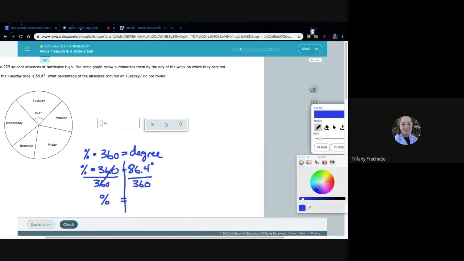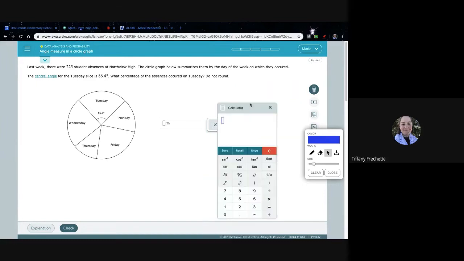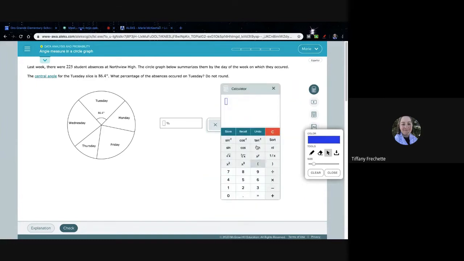So let's go ahead and grab our calculator here. All right, so I want to turn the cursor on my pen here. I apologize, I cleared all that out when I turned the pen tool off a second ago, but it was the degree divided by 360. And that equals our percentage.